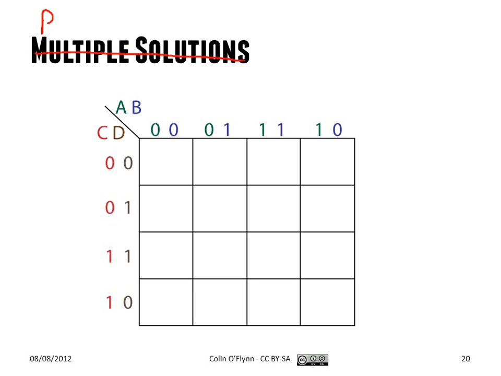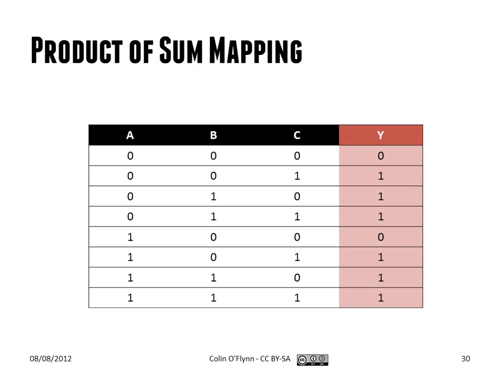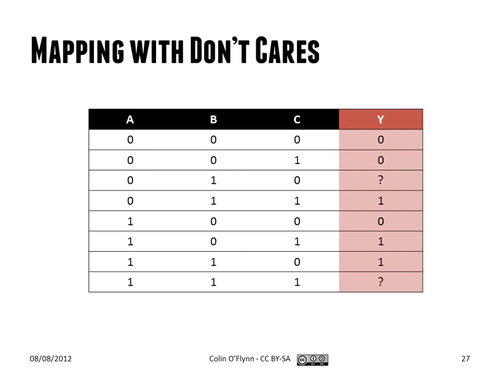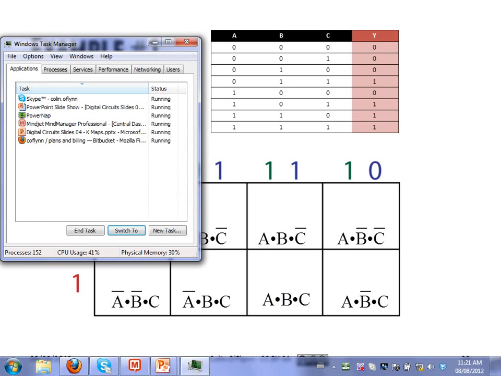So with product of sums, we're using max terms instead of min terms. Okay, here's an example. With product of sums, we're using max terms, not min terms. This means we're actually mapping the zeros, not the ones. We might use this example here. There are only two zeros. With sum of products, what you'd have to do is put all those ones down and then make a whole number of groups.